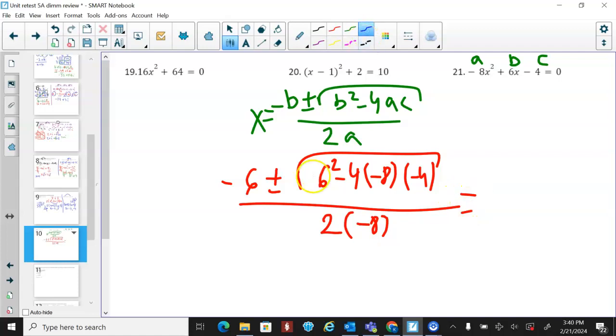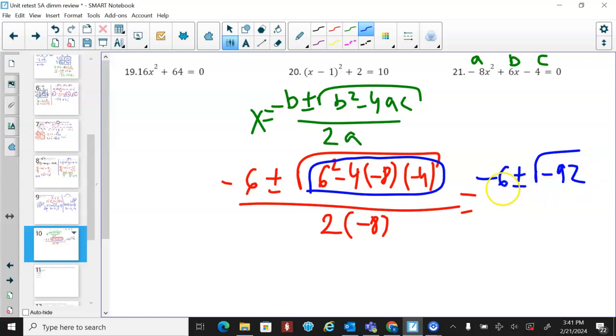Okay, now you're only taking what's underneath the radical and putting it into the calculator. So you're repeating the negative 6 plus or minus. Now, when you put all of this, 6 squared minus 4 times negative 8 times negative 4, into the calculator, you should get negative 92, okay? And then 2 times negative 8 is negative 16. Now, this is negative, which means i, okay? Right there. So I'm going to rewrite it here. It's negative 6 plus or minus. Now, the square root of 92 is 2 root 23. I also have an i there.